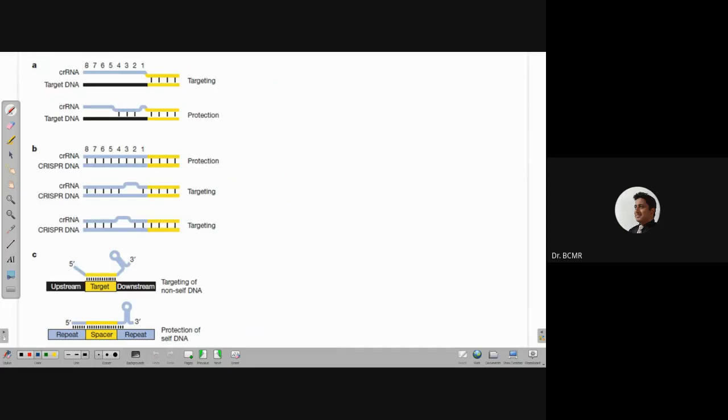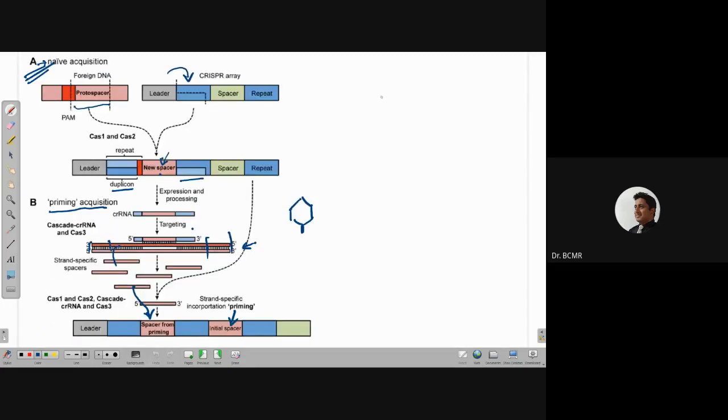So here is a problem I hope I'll be able to give. What I am saying is the CRISPR RNA that is produced will go and base pair with any DNA that has the complementary sequence, such as this one. Yes? Let me erase this and try again. So what does CRISPR RNA do? It will target any sequence that has complementary sequence.